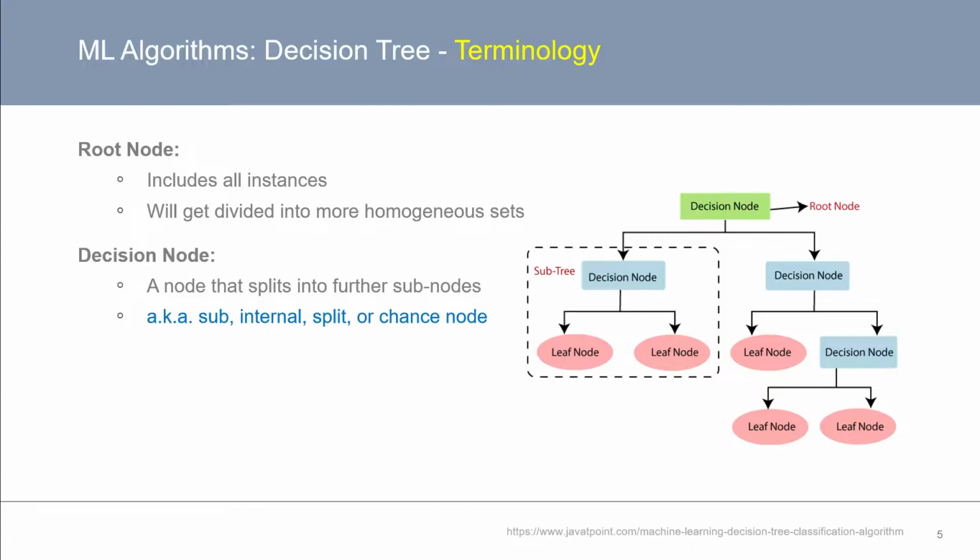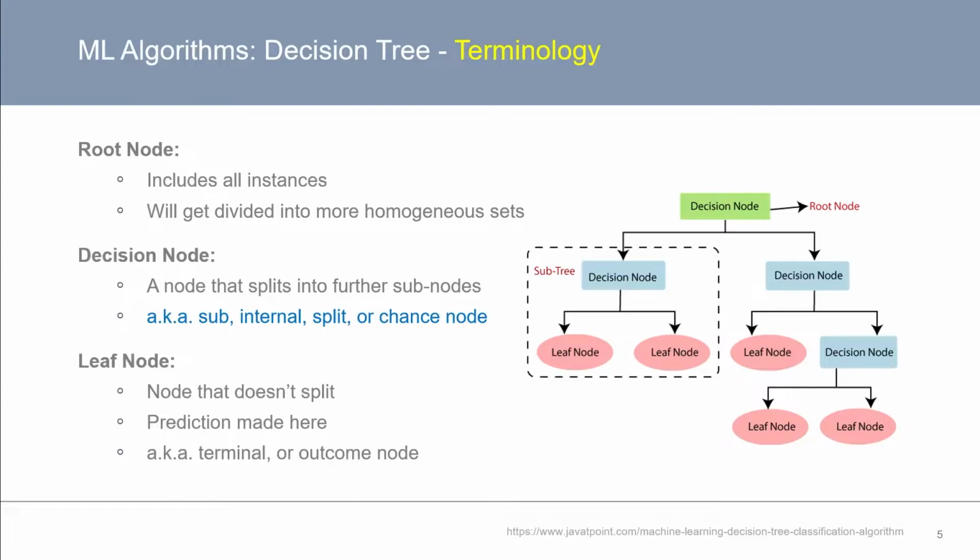Next, we have the term decision node. This refers to a node, including the root node, that splits into further subnodes below it. Decision nodes are also referred to as sub, internal, split, or chance nodes. Also, we have the term leaf node, which refers to any node that doesn't split any further. These are also the points at which the outcome predictions are made on instances using the tree as a model. Leaf nodes are also referred to as terminal or outcome nodes.